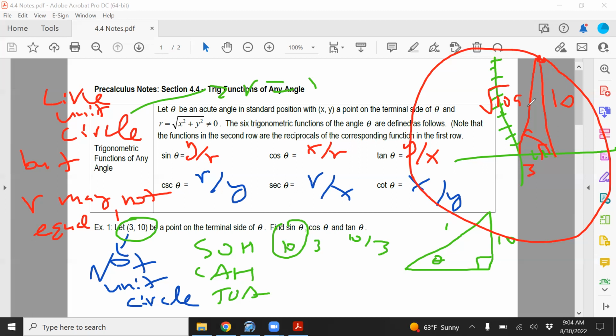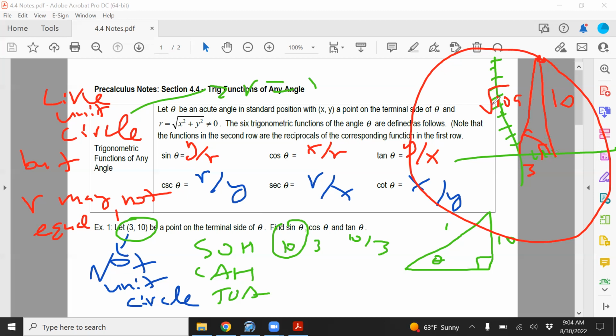Sorry, I glossed over that. It's a Pythagorean theorem because you have 3 this way and 10 this way. So you do 3 squared plus 10 squared, which is 109, right? And then r has to be the square root of x squared plus y squared, right? So that's not a unit circle. That's why I just got really upset when my students would do that. It's like, no, this is not what you do.